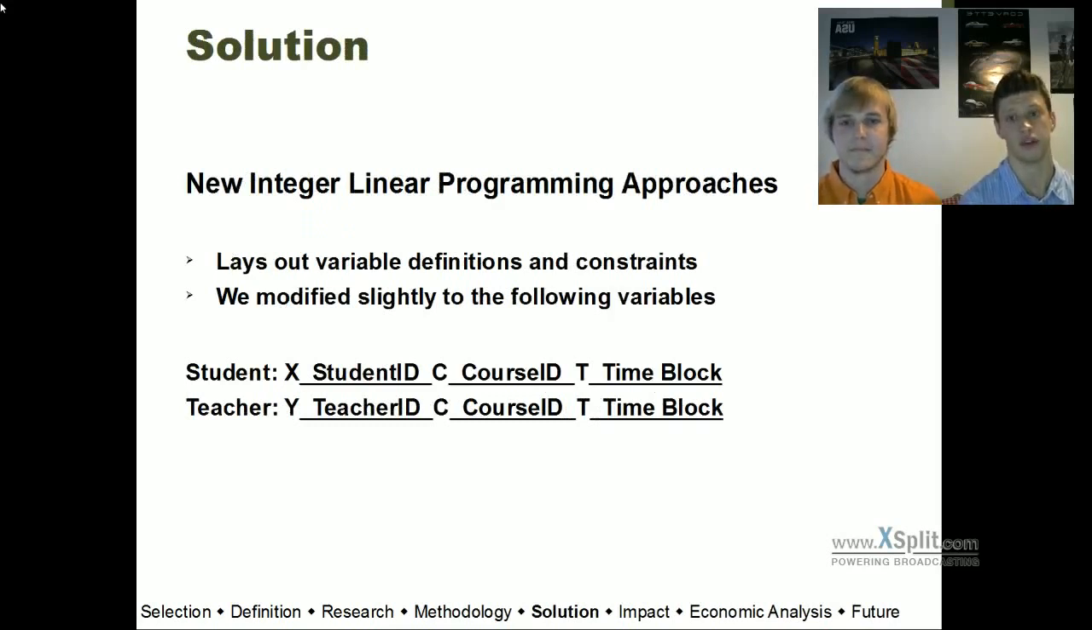The variables that we came up with are based on the paper that we referred to before, varied slightly for our project. As you can see, we have student and teacher variables. The student variable has a unique student ID, course ID, and time block. Templeton uses block scheduling with 8 blocks, with only 4 blocks in a day. So a variable will have a unique student ID, course ID, and one of the 8 time blocks. The teacher variable is laid out very similarly.